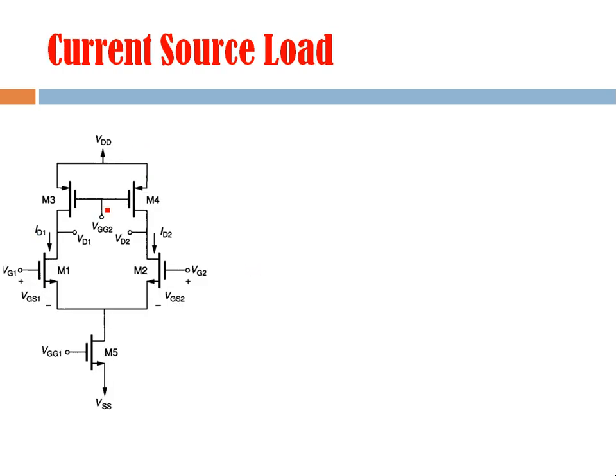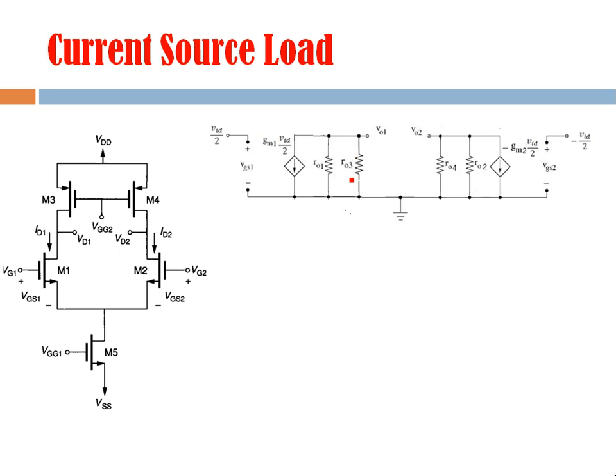Now this is the circuit diagram of a differential amplifier with current source as load, and you know that its equivalent circuit is given like this. Now you can see there are two output terminals. One output terminal is here and the second output terminal is here. This VO1 corresponds to this VD1, this terminal, and this VO2, the second output, corresponds to this output, which is shown here in this circuit.